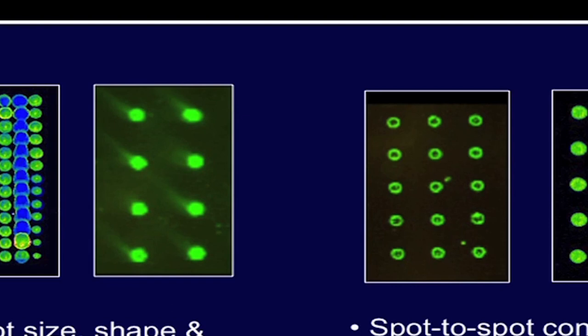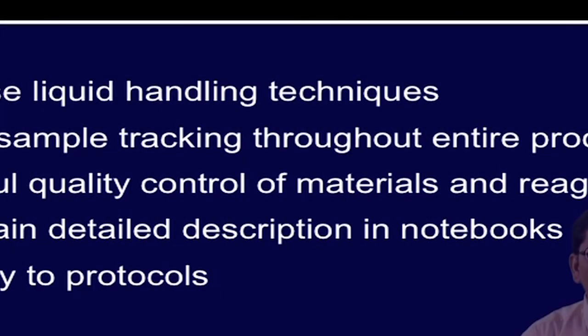Looking at the spot morphology and the uniformity of the spots, one can think of various types of parameters that could be useful, such as spotting solutions, spotter capability, maintaining the temperature, maintaining humidity conditions, and keeping a dust free environment. These are important considerations. For printing quality arrays, you need to have a precise liquid handling system. As I have mentioned, each step can be automated.